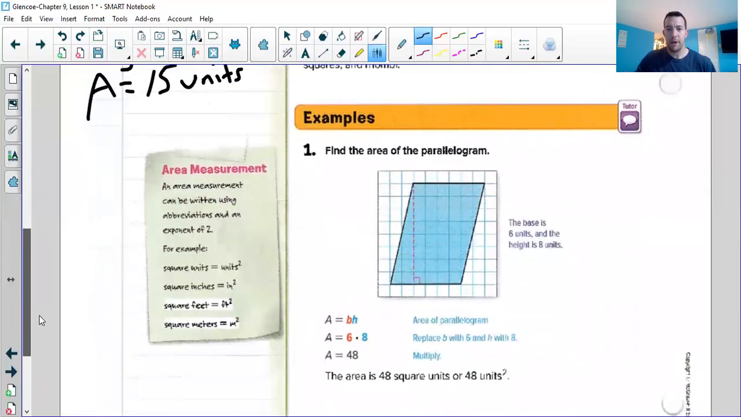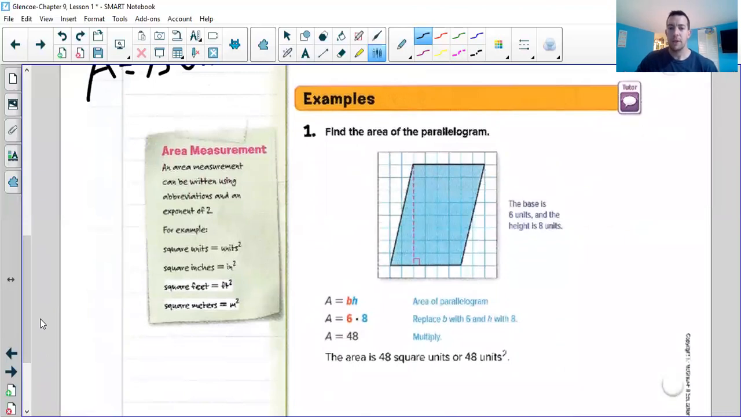Find the area of the parallelogram. Now they gave us these blocks to make it easy to count. So what I'm going to look at is my base. I have 1, 2, 3, 4, 5, 6. Okay, so my base is 6.